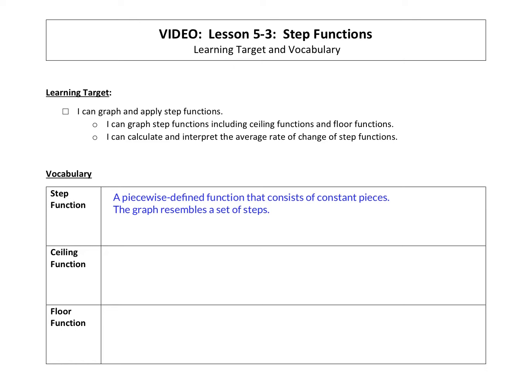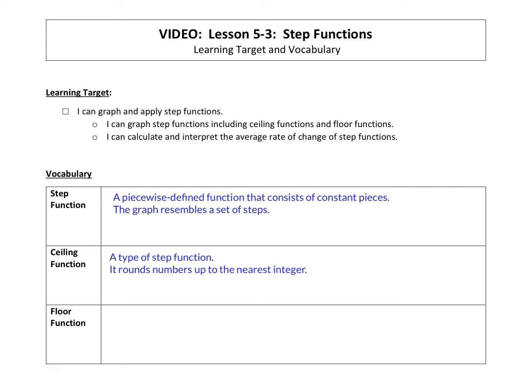A step function is a piecewise defined function that consists of constant pieces. So what we mean by constant, if you have a constant function, that's a horizontal line. So we're talking about horizontal lines. The graph resembles a set of steps. And so when we look at this in the next video, you'll see it kind of looks like stair steps, just the horizontal parts of those steps.